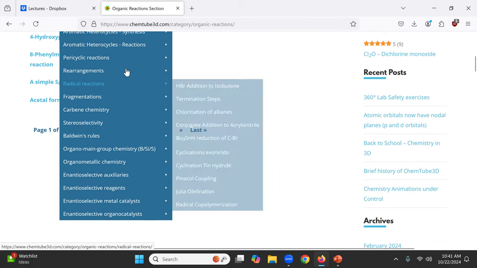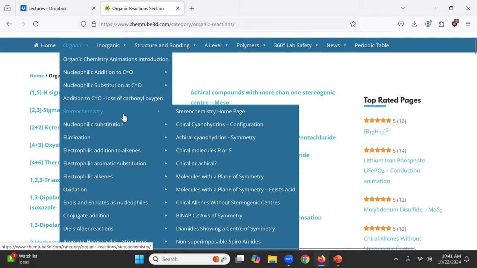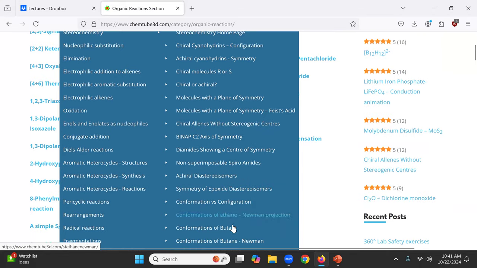I want stereochemistry. It says neutral divalent carbon species containing two electrons that are not shared. Neutral divalent carbon species. So it's neutral, but it doesn't have a full valence. So it's not an anion. Yeah, that has unpaired electrons. It has a lone pair. There we go.